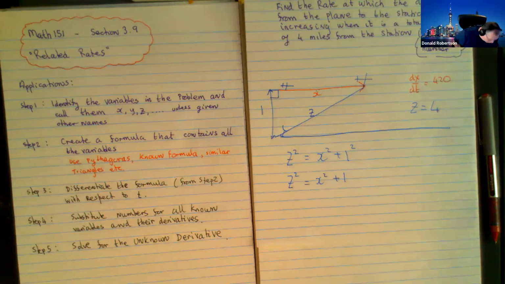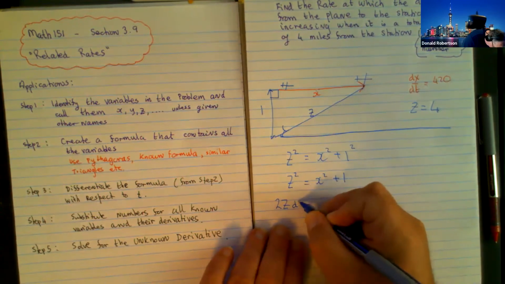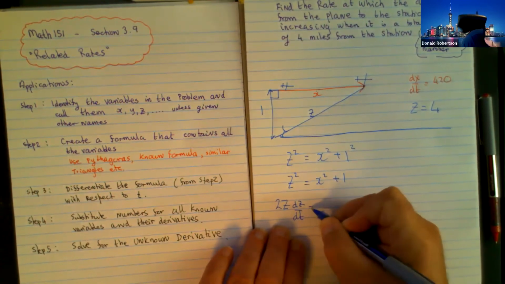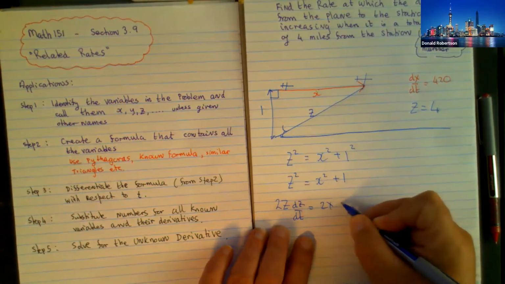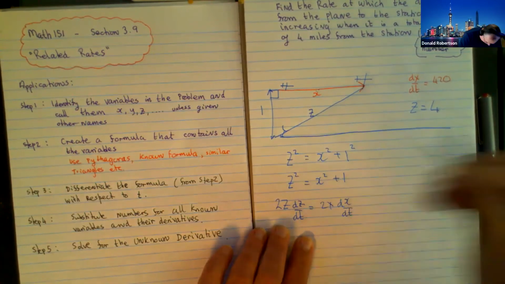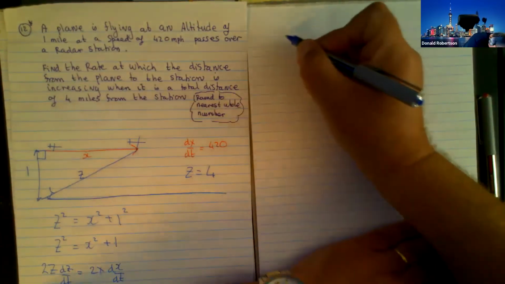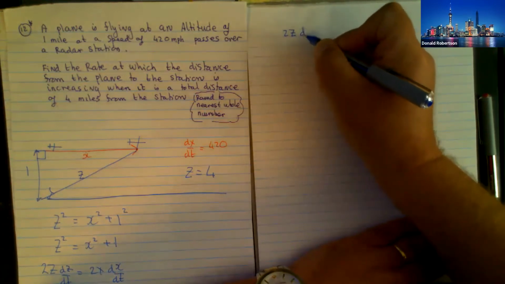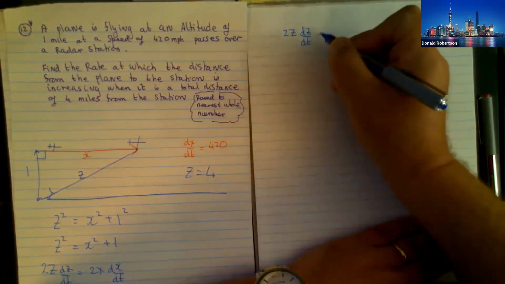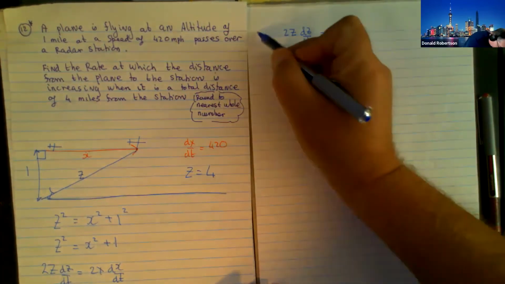Right. So you know what's going to happen next, isn't it? We're going to differentiate with respect to time. So if you differentiate z squared, you're going to get 2z dz by dt. If you differentiate this, you're going to get 2x dx by dt. And differentiating numbers gets you nothing. So I now have, just rewrite that again. We're now here, which is essentially step 3.